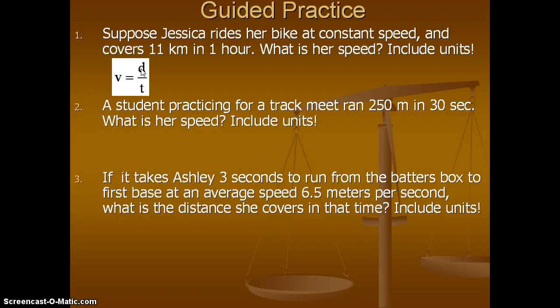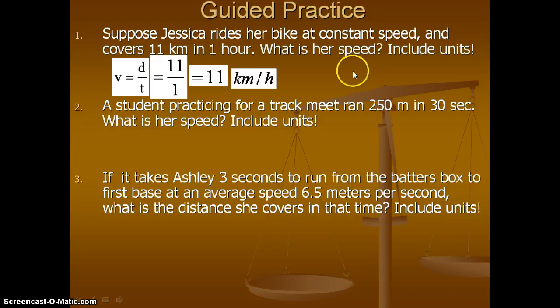And how long does it take her to do that? Well, it takes her 1 hour, so 1 is going to go right here. And 11 divided by 1 is just 11. Are we done this problem? No, we are not. We need to include units. In this case, the units are kilometers per hour, so we just write km/h. Now our problem is complete.